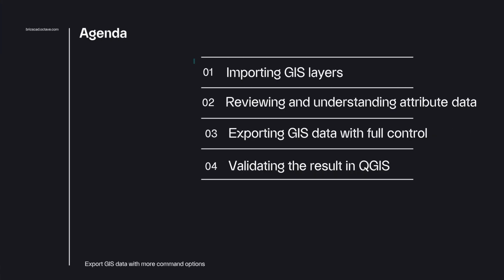In this session, we'll start by importing a GIS layer into BricsCAD. Then we'll review and understand the attribute data. From there, we'll look at how to export GIS data with full control. And finally, we'll validate the result in QGIS.